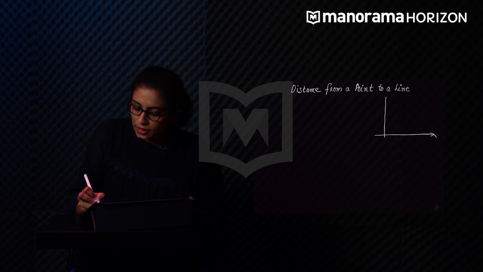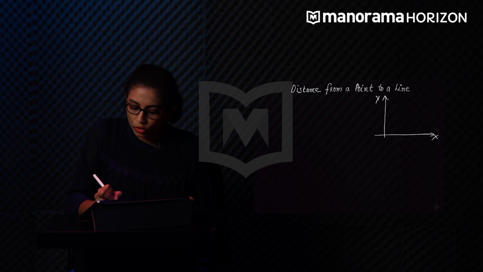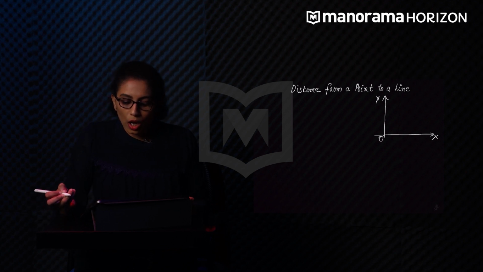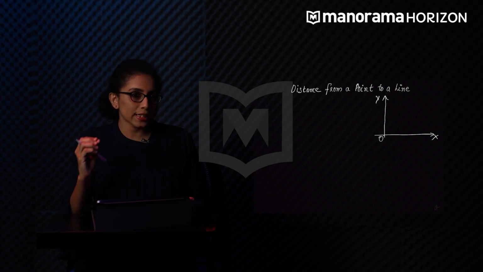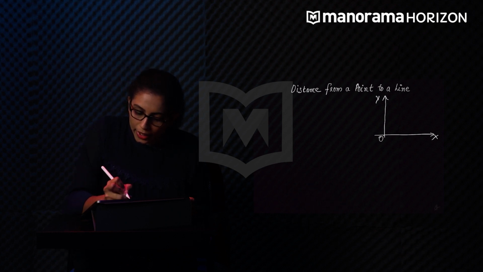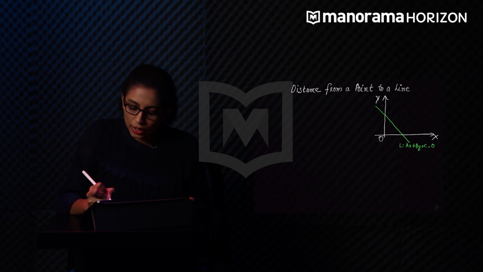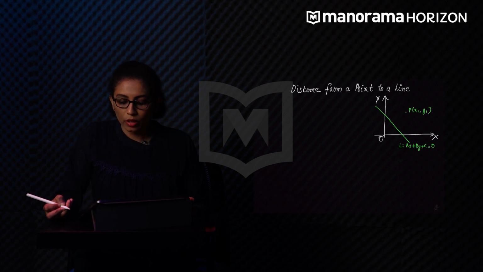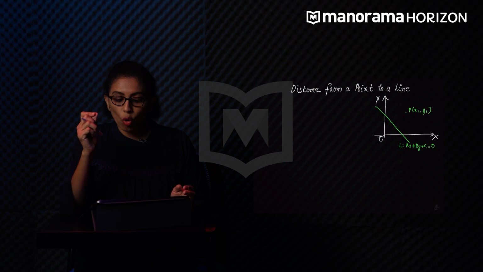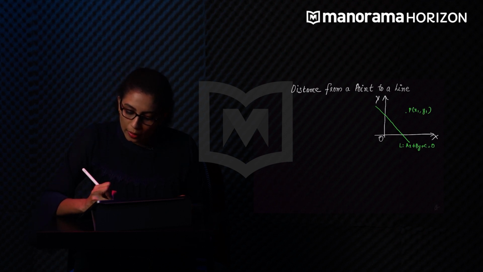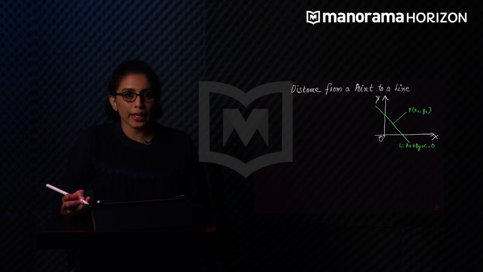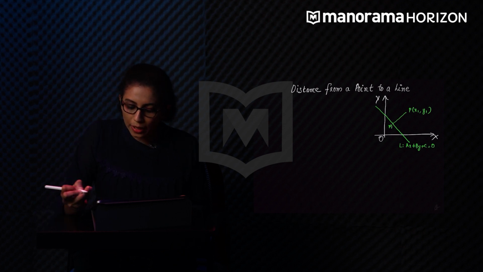Consider the x-axis and y-axis with origin at O. Now, we need a point and a line, right? So, I am drawing a line. Let that line be ax plus by plus c is equal to 0. Now, we need a point. Let that point be P with coordinates x1, y1. Now, I need to join this point to the line. So, draw a perpendicular from P to the line and it joins at point M.